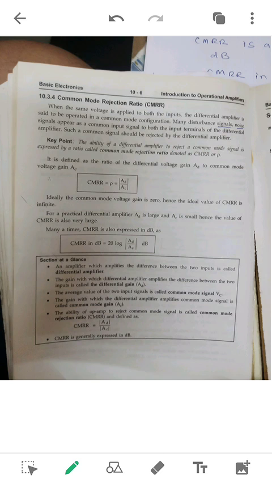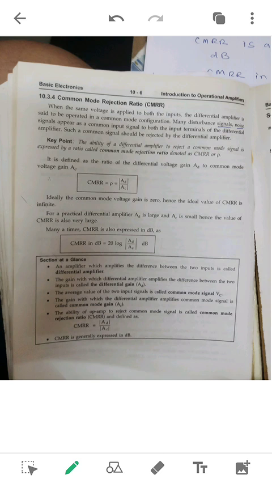Please remember, due to mismatch in the circuit, some output V0 is available even though V1 is equal to V2, and the common mode gain AC is not equal to 0. So it means that AC is very small compared to the differential gain AD. There is one more parameter called the common mode rejection ratio, CMRR.